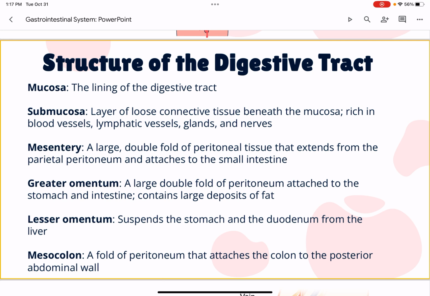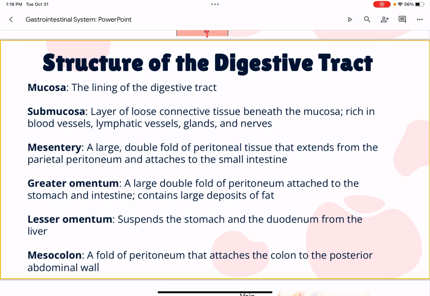By various folds, it connects to the parietal peritoneum, which is the sheet of connective tissue that lines the walls of the abdominal and pelvic cavities. Between the visceral peritoneum and the parietal peritoneum, there is a potential space known as the peritoneal cavity.